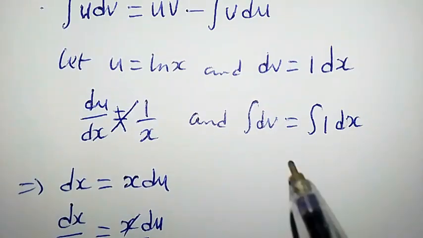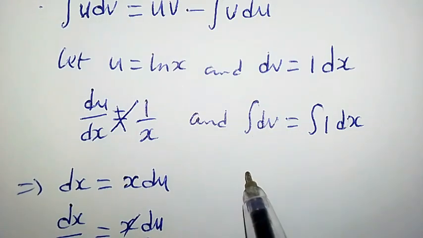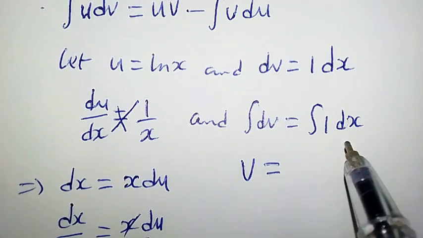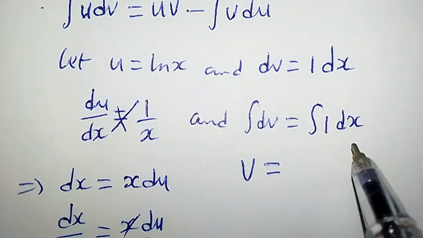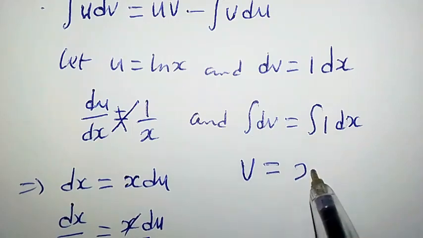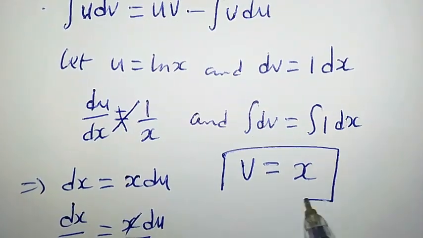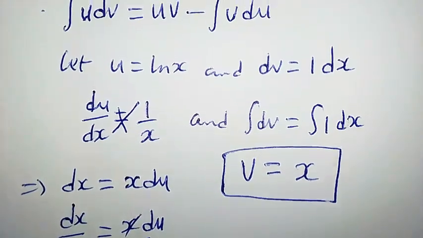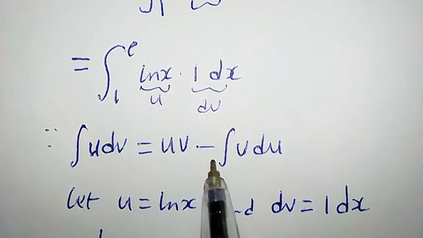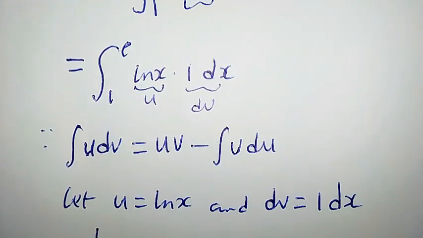Now back to this. The integral of dv, that is simply v, equal to, whenever we integrate a constant with respect to a variable, we get that variable. So integrating 1 with respect to x, that is simply x. Take note of this guy also. Now back to the integration by parts formula. The integral of u dv equals uv minus the integral of v du. Let's continue.